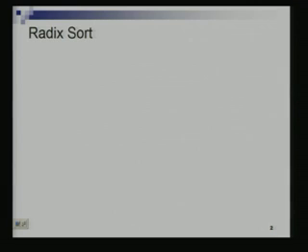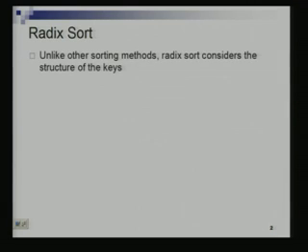Okay, so what is radix sort? In radix sort, we are going to look at the keys that we are going to sort. Recall that in all the other sorting algorithms, we are only comparing the keys. We are not looking at what the actual structure of the keys is. It does not really matter if the keys are people, provided you have a comparator function which can say that one person is less than the other.